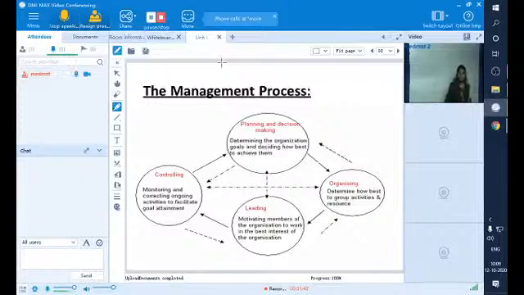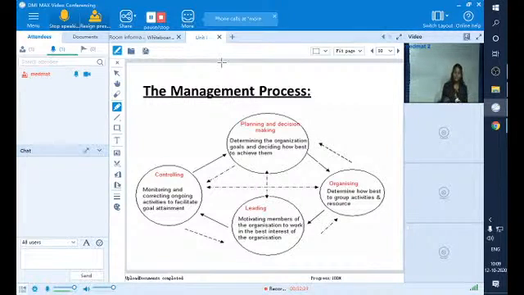Then controlling, the monitoring and controlling of ongoing activities to facilitate goal attainment. So for example, you are setting objectives and goals. Okay, so in a particular period they accomplish our goals. In a particular period you finish our production process and introduce the product in the market. So that is our activities.